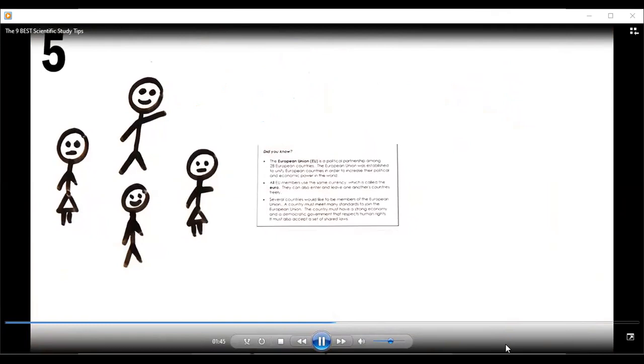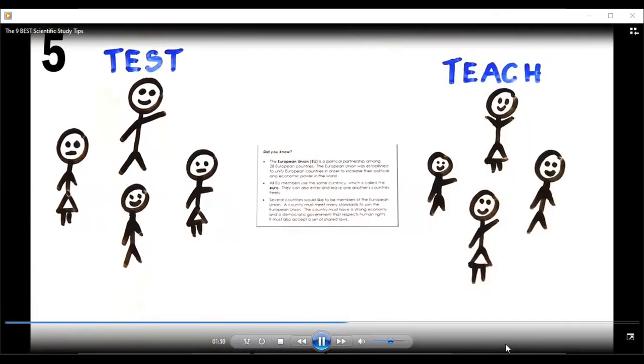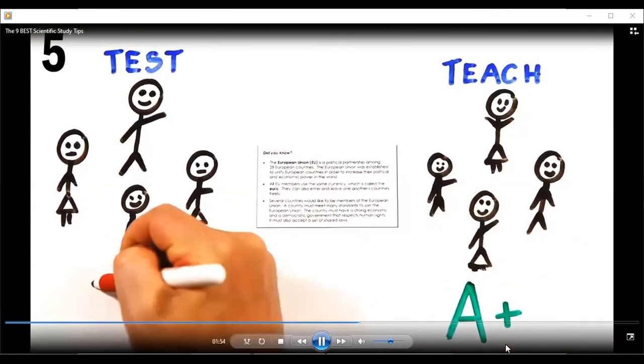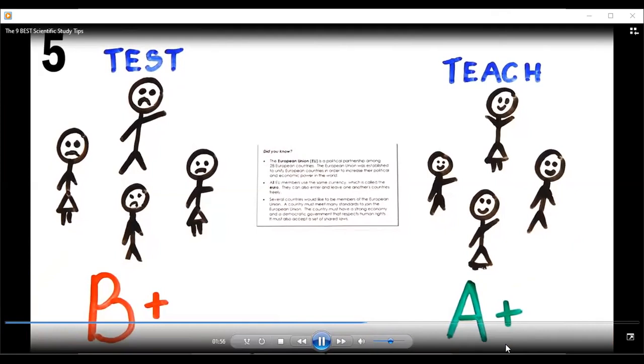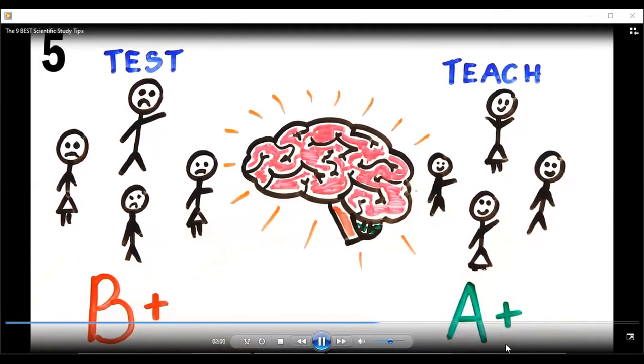In studies where individuals were asked to learn a passage and then half were told that they would be tested on the material while the other half were told they would have to teach it to other students, participants expecting to teach it did much better at understanding the main points. When you're expecting to teach, your brain organizes the information in a more logical, coherent structure.